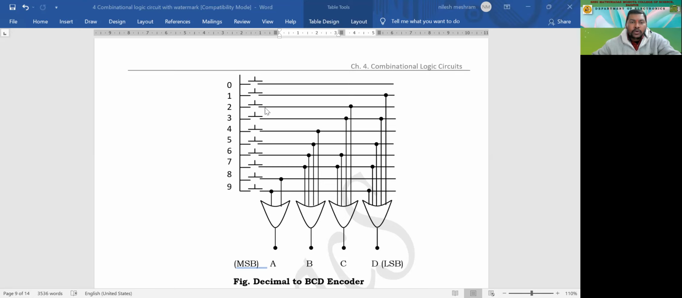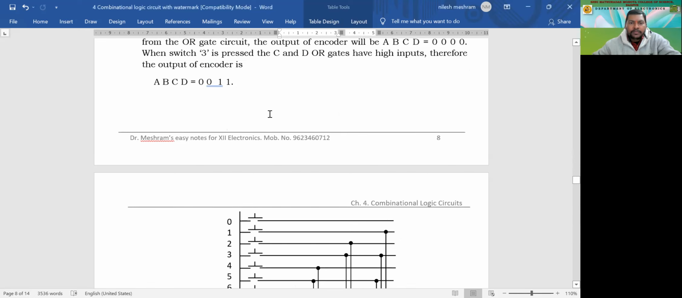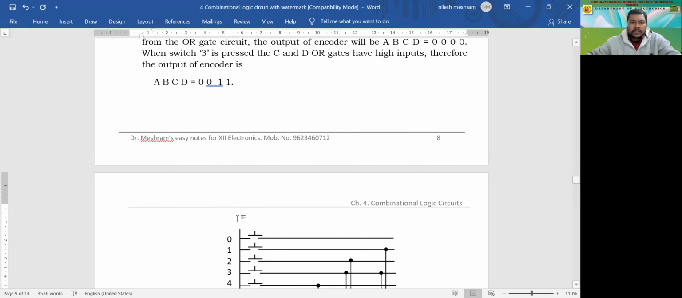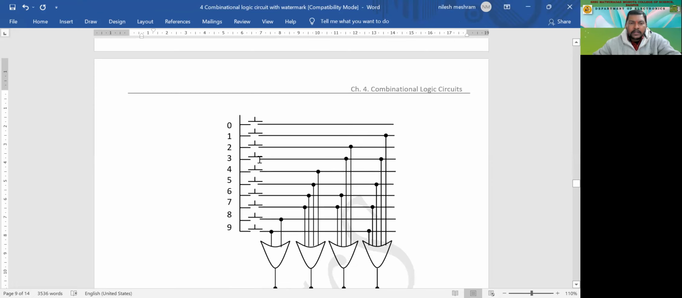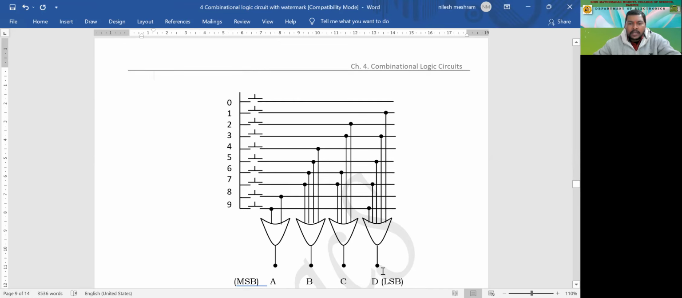For the key 2, this is a push-to-on key. When it is pushed, it is connected to this line, and this is a positive line, if I'm not wrong. So this is a positive line. Now, if I connect it to a positive line for 2, only one bit is supposed to be high among A, B, C, and D. So only C is supposed to be high. So it is 0010. And for 3, I need C and D to be high. So I will connect it to C and D.